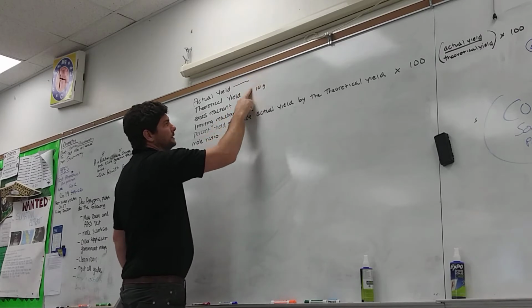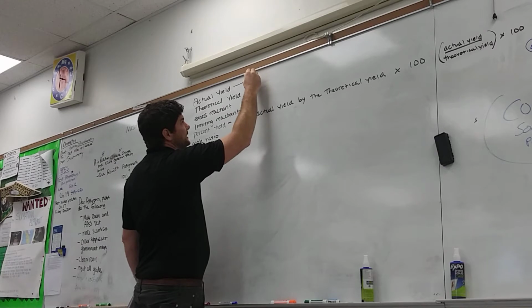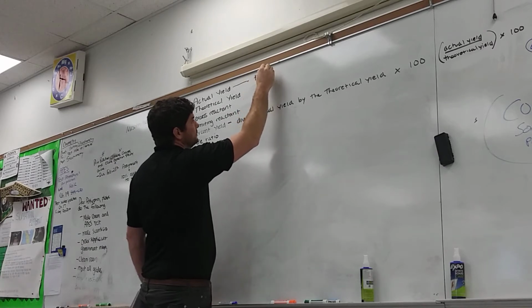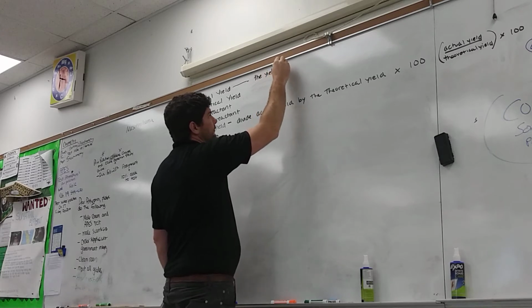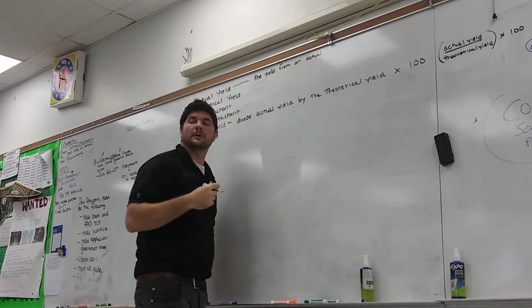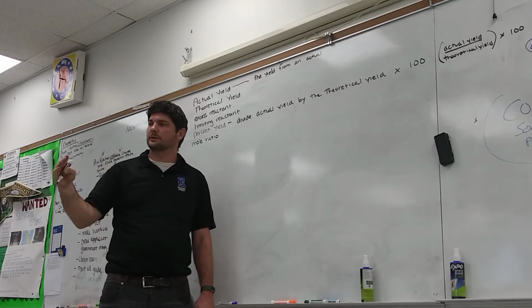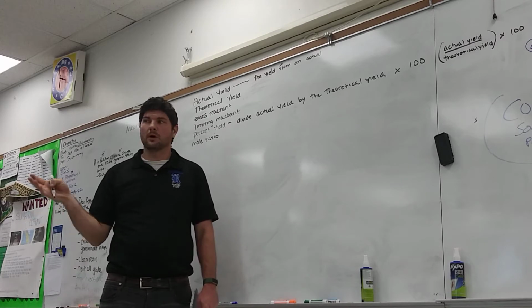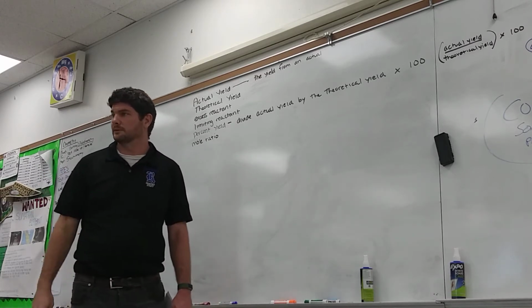Now, the actual yield is from experimental data. Is the percent yield going to be bigger or smaller? The percent yield will always be below 100%, because you always take the smaller number divided by the bigger number. The actual yield will always be smaller than the theoretical yield.